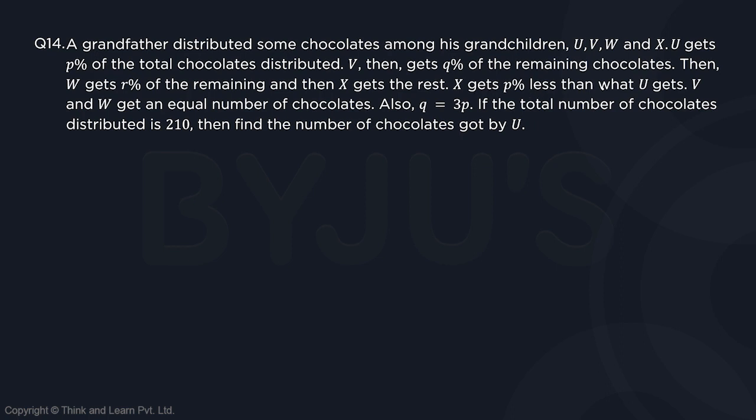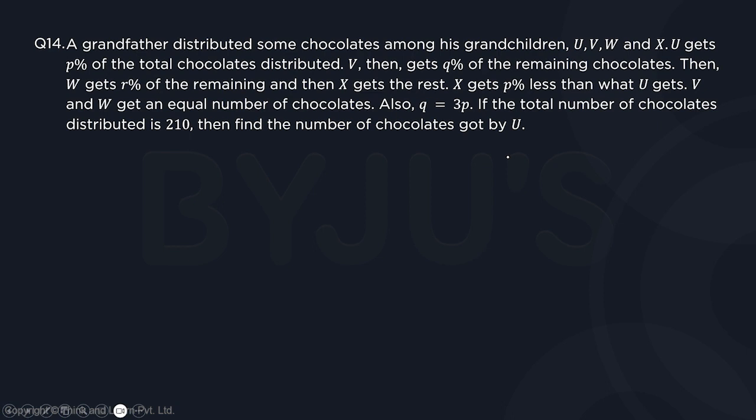X gets P percentage less than what U gets. V and W get an equal number of chocolates. Also Q is equal to 3P. If the total number of chocolates distributed is 210, then find the number of chocolates got by U.